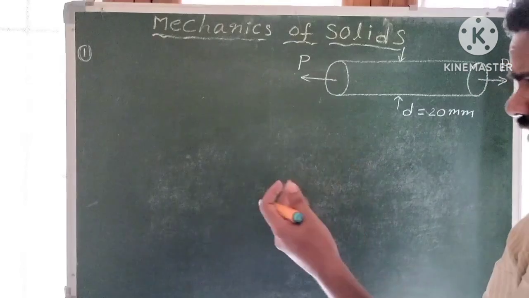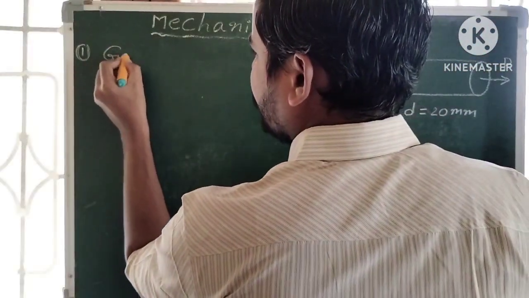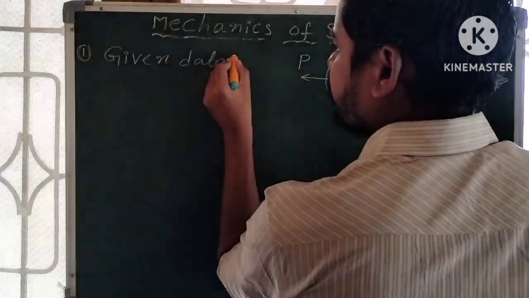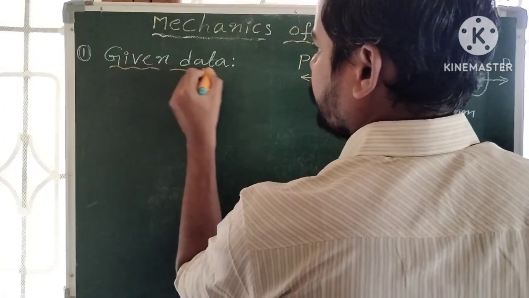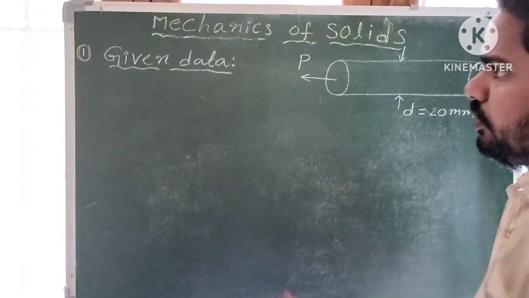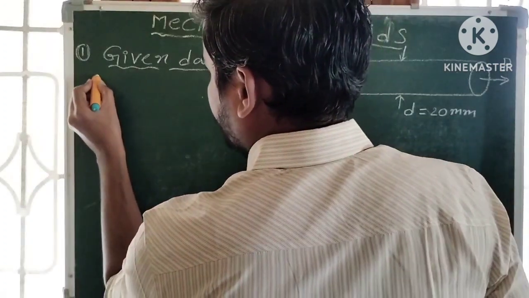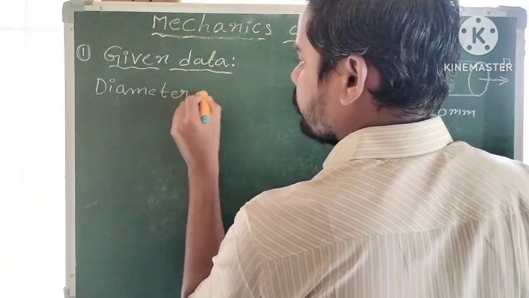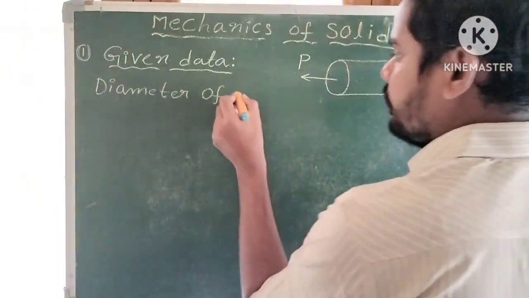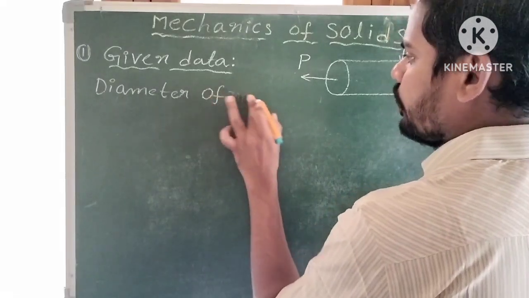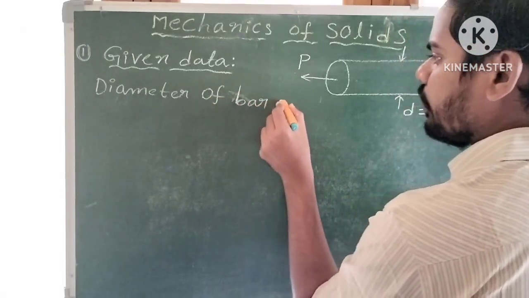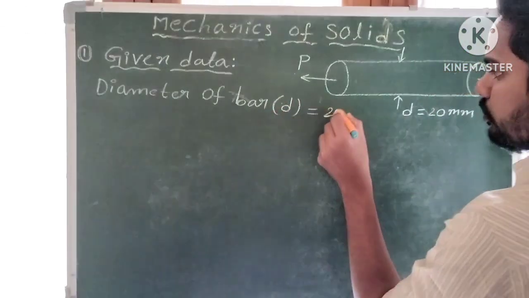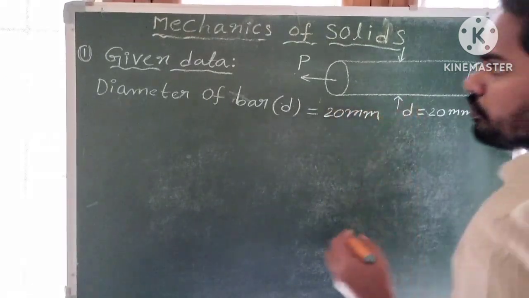First of all, let's write the given data. What is the given data here? Given data. First, diameter is given. So, diameter of the mild steel bar, let us consider notation small d, is equal to 20 mm.